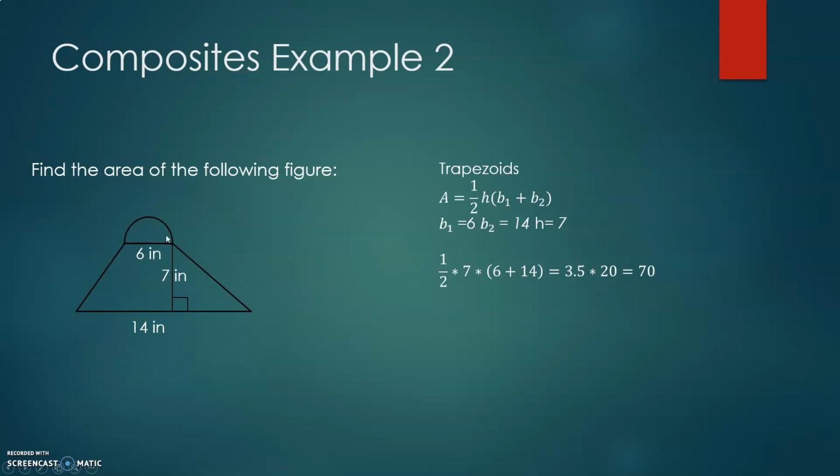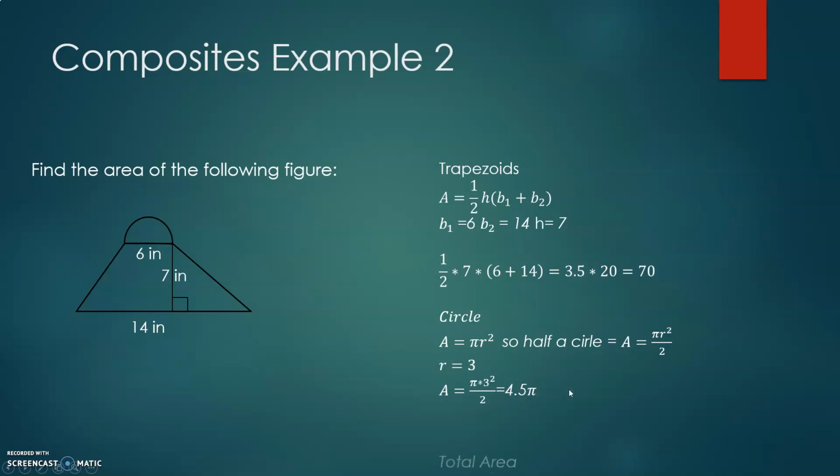Now we have this circle up here, but it's only half a circle. So if a regular circle is pi r squared, then half a circle would be pi r squared divided by 2. We just have to put in our r value. If this is 6 all the way across, that's our diameter. The radius is halfway across, so 6 divided by 2 gives us a radius of 3. So that gives us pi times 3 squared divided by 2, which is 9 divided by 2, giving us 4.5 pi.